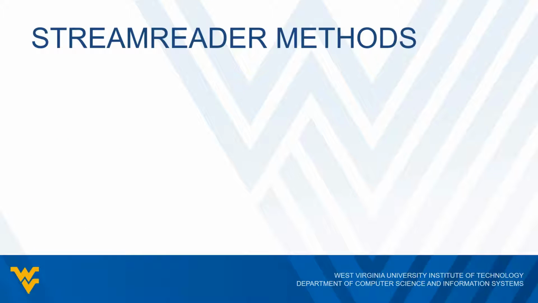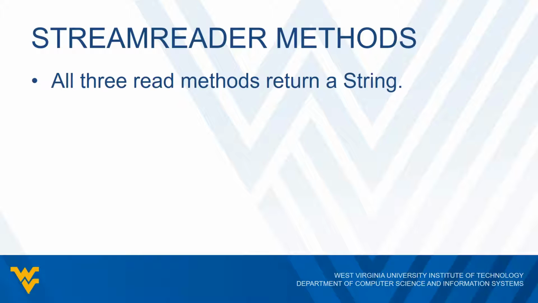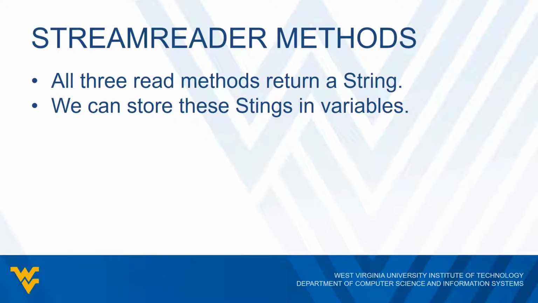Now, all three of these reading methods return a string. And this just means that we can create string variables and store the results of these methods. In fact, that's what we need to do, unless you just want to print directly the results of that method. So it's a good idea to create a string variable and have that store the result of whichever reading method that you do use.